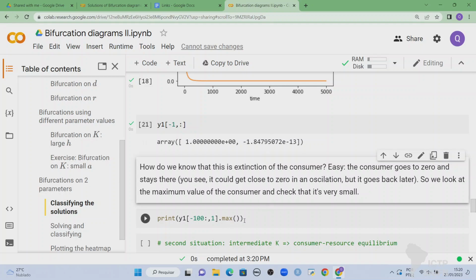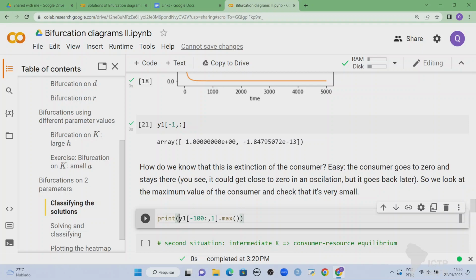So what do I do? I take the last points. I take the consumer, the second column, look at the last 10 points, and take the maximum. Because I cannot just check if the very last value is small. What could happen is that solutions oscillate, and then what if the predator does this?